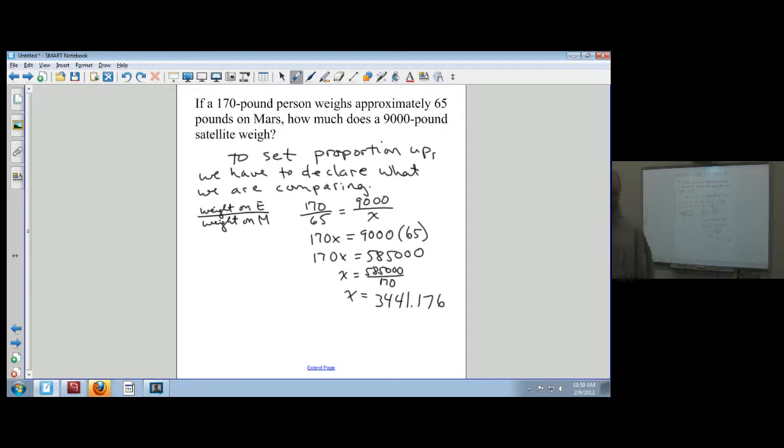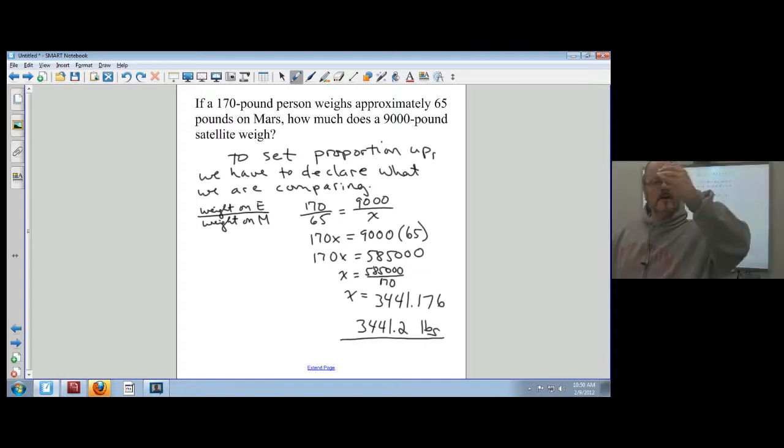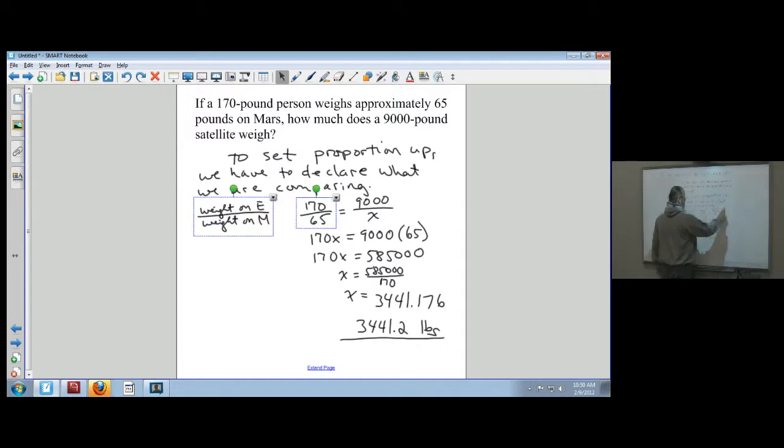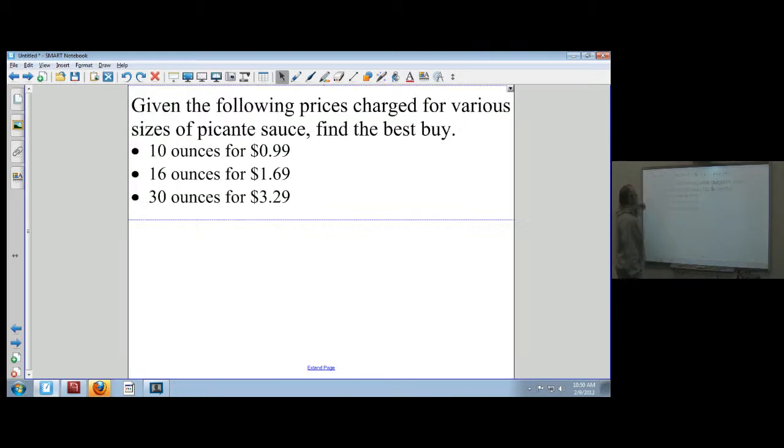And typically we would round these to whatever the instructions tell us to, and I apologize that I didn't give you the instructions on how to round that, but we would go ahead and round that to 3,441.2 pounds. Now hopefully that makes sense to you, that we always want to make sure that we compare the same. The ratio needs to be the same through the entire proportion. So right here we had Earth's weight on top, Mars's weight on bottom.